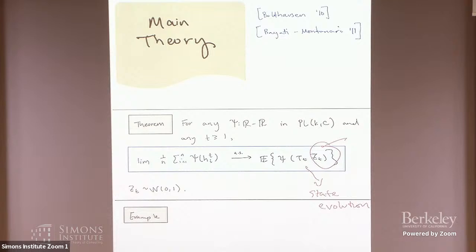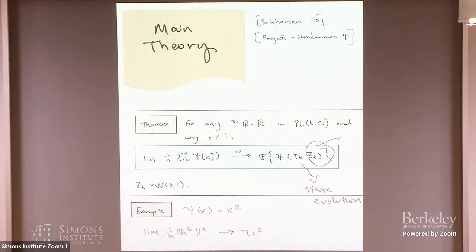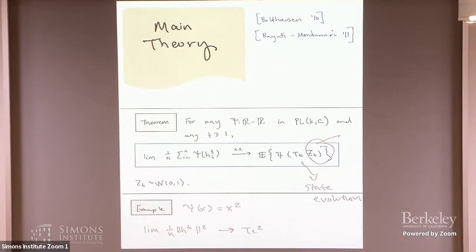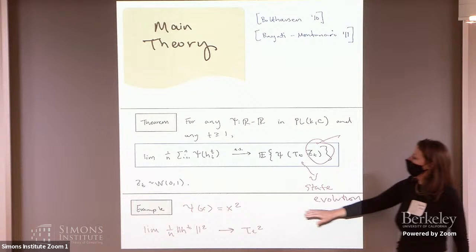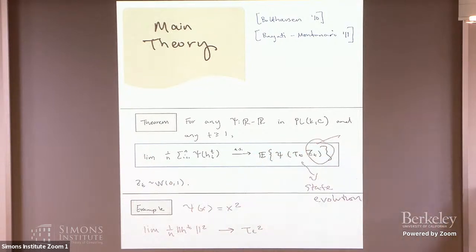As an example, we might consider the function psi of x equals x squared, in which case this result tells us that the limit of the squared 2 norm of our iterates at time t, normalized, converges to tau t squared, which is the value given by state evolution. Sorry, yes. Right. Thanks.